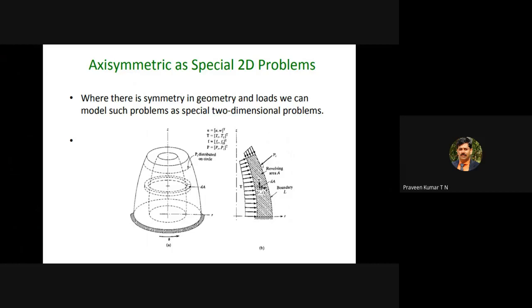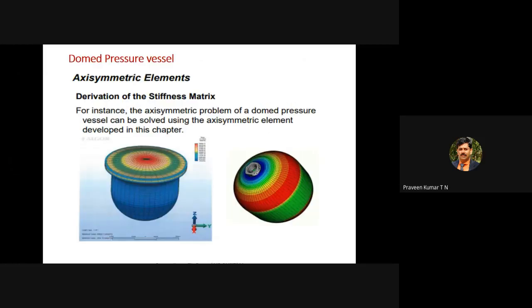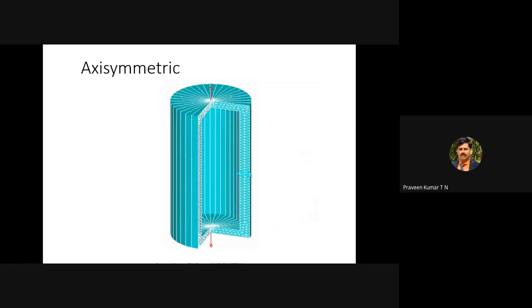Then point load, you are familiar with the point load. A point load may act at any point. This is one more example for axisymmetry that I am not going to discuss in detail. Already we have discussed yesterday. We have derived the stiffness matrix in general form. This is one more example of an axisymmetric element.